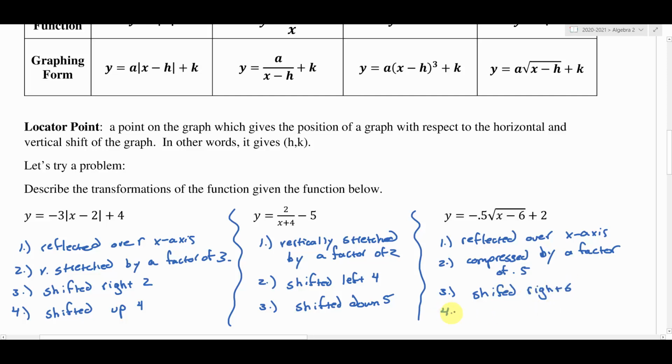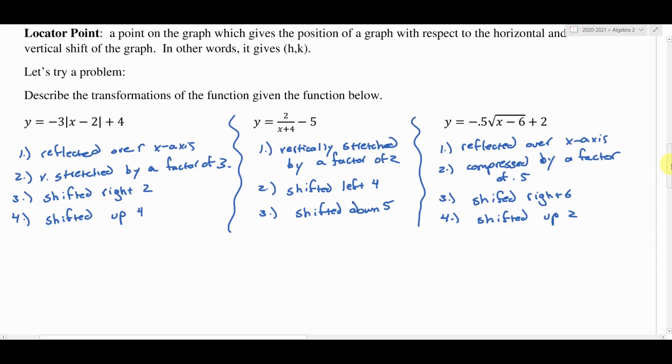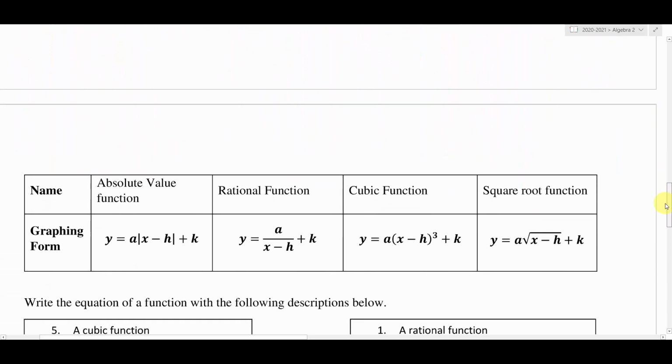There we go. And then our last transformation comes from the k value on the outside, so this has been shifted up 2. And there we go. Okay. So very familiar type of work, right? It's just different types of functions, but the same thing that we've been doing for the last 2 weeks.